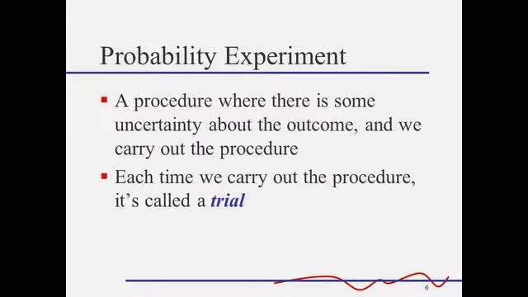So let's go over a few definitions. A probability experiment is a procedure where there is some uncertainty about the outcome, and we carry out the procedure or simulate it in some way. Each time we carry out the procedure, it's called a trial. So, for example, we could flip a coin, and we don't know if it will land heads or tails, so this is a probability experiment. And every time we flip the coin, it's called a trial.